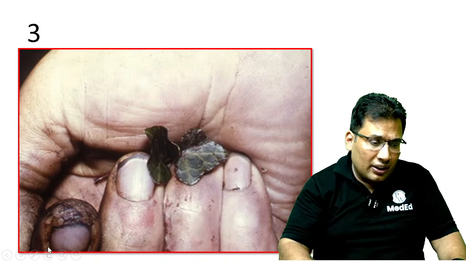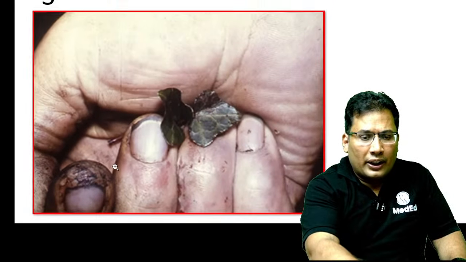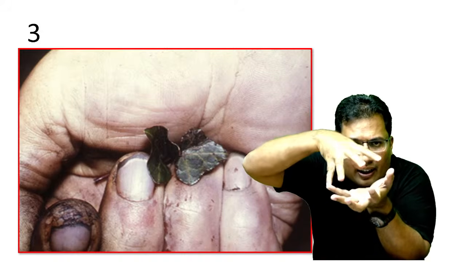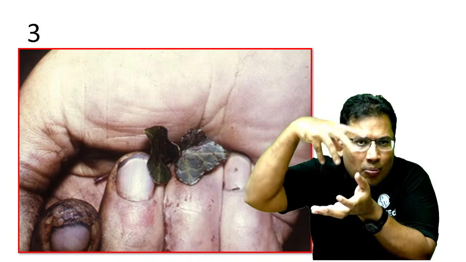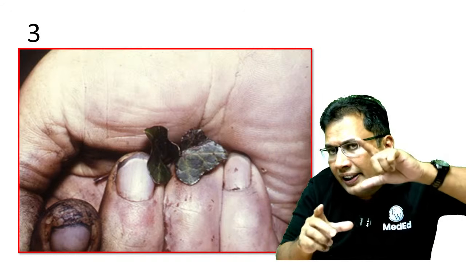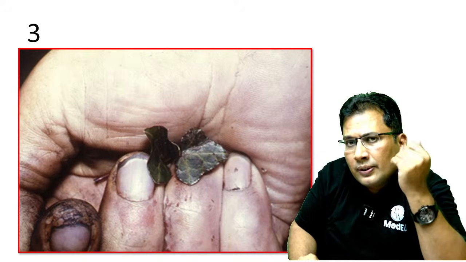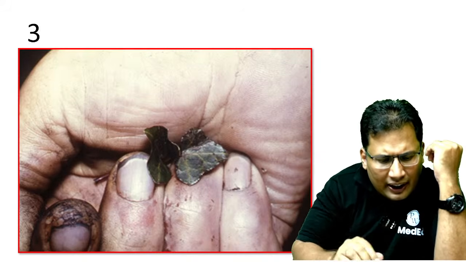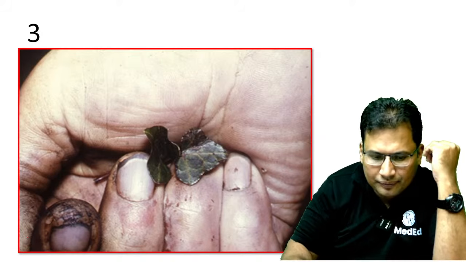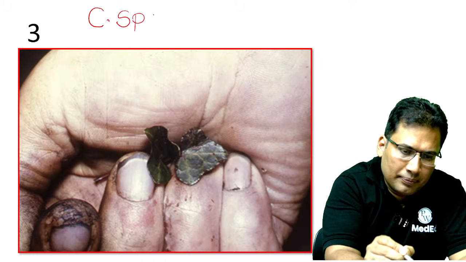So look at this. This is a case of accidental drowning. See the hand. Inside the hand, aquatic plants are there, mud is there. My question, what is this known as in case of drowning? And what is the importance of this? What it shows? So this is a very, very important finding known as cadaveric spasm.